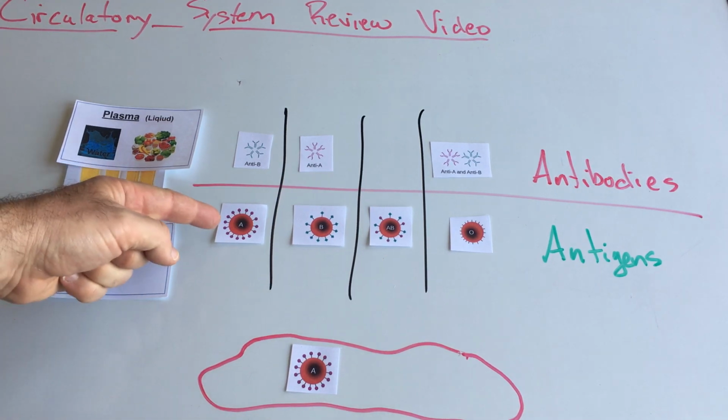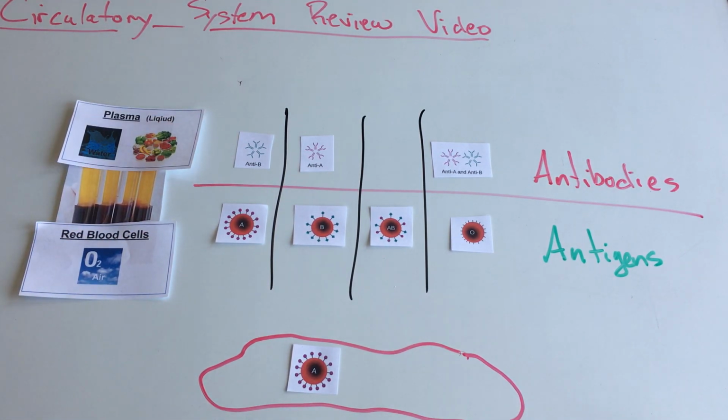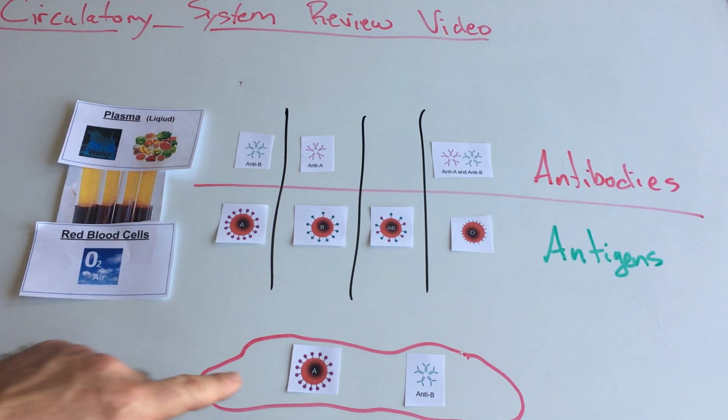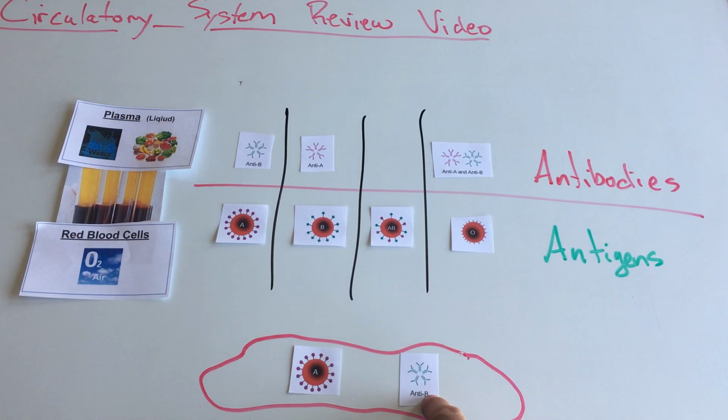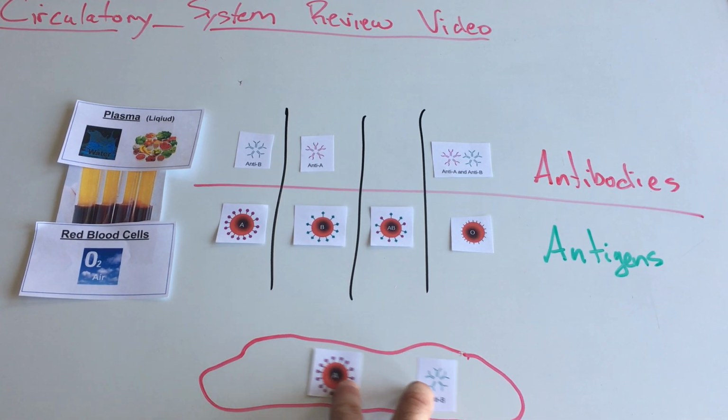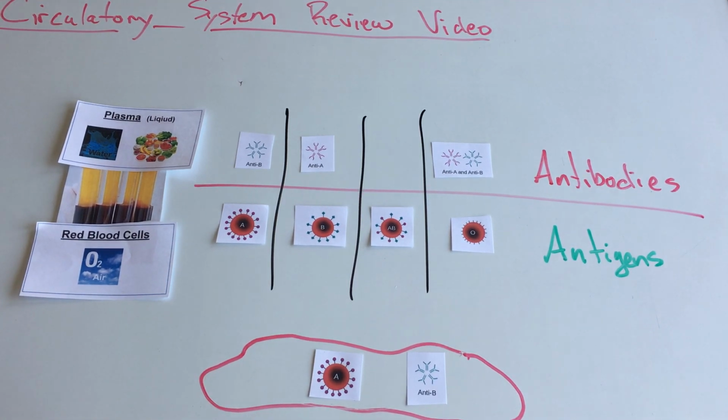Well, in type A blood, I would also have anti-B antibodies in there, right? My red blood cells have the A antigen, but the plasma part of my blood also has the anti-B. And this isn't all my blood. This is floating around in all my blood. Well, what happens if somebody tries to give me blood?